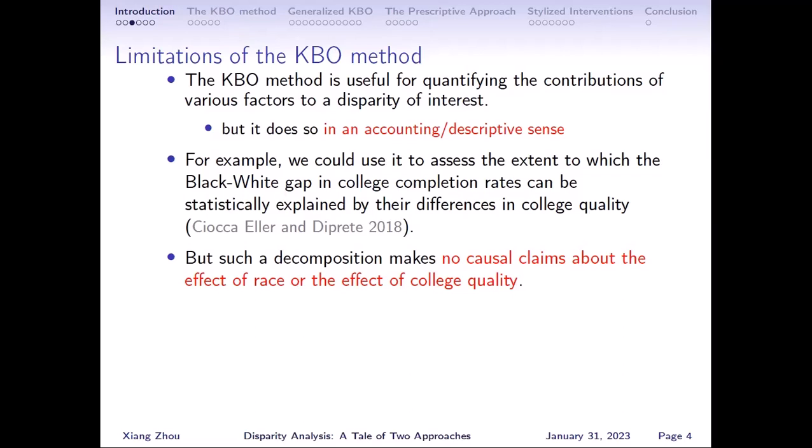So now we might face a dilemma. On the one hand, we are conducting a decomposition that is purely descriptive. We might want to be complacent with purely descriptive interpretations of our results. But as social scientists, writing papers for journals, we are often asked by reviewers or editors about the policy implications of our findings, right?